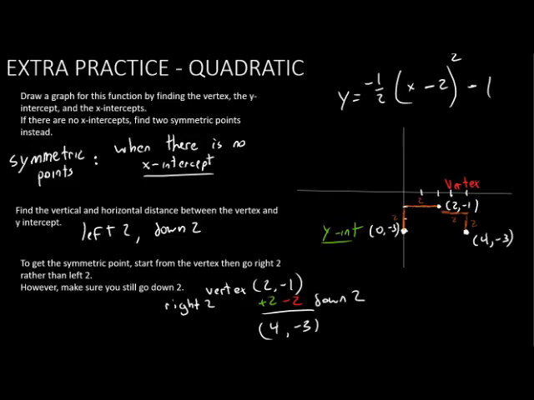Now to complete this graph, we will connect all 3 of those points using a curve. This completes our sketch of this graph. You'll do this process anytime you don't have 2 x-intercepts.